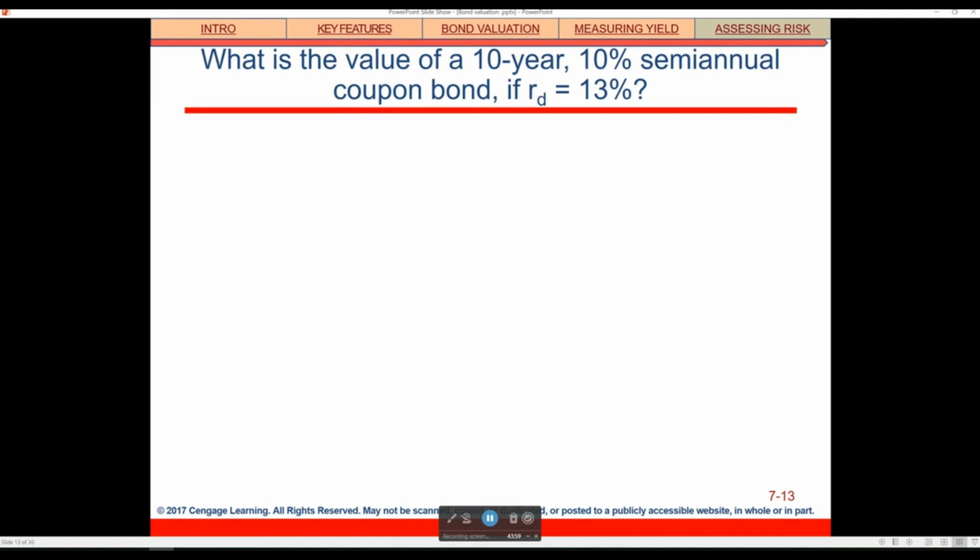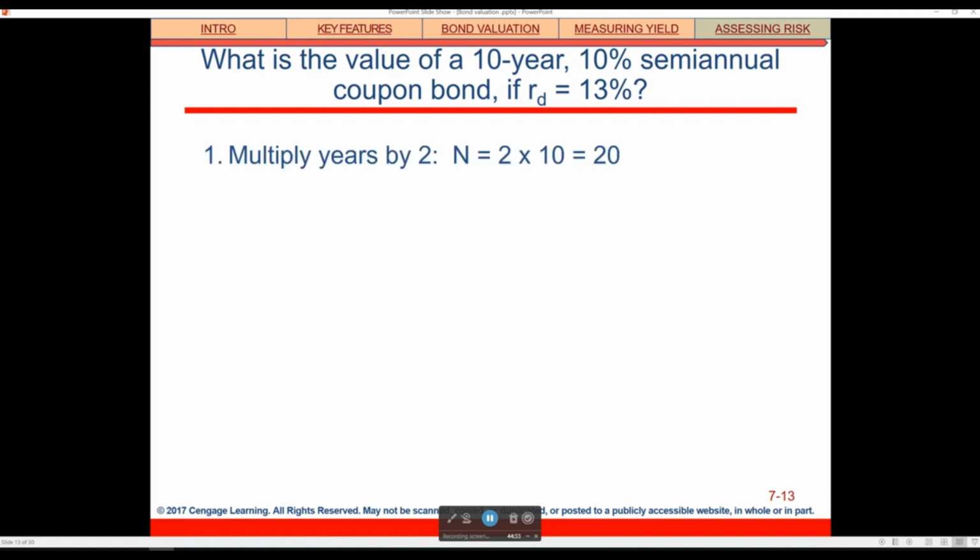What is the value of a 10-year bond that has a 10% semi-annual coupon payment and a yield to maturity of 13%? So now this coupon is a semi-annual coupon, so you're receiving 2 coupons in a year. The yield to maturity is 13%, and the number of years is 10. So what are you going to do? First, you have to change the number of periods to include the 2 payments. You have to change the coupon payments to include the 2 payments, and you have to change also the yield to maturity.